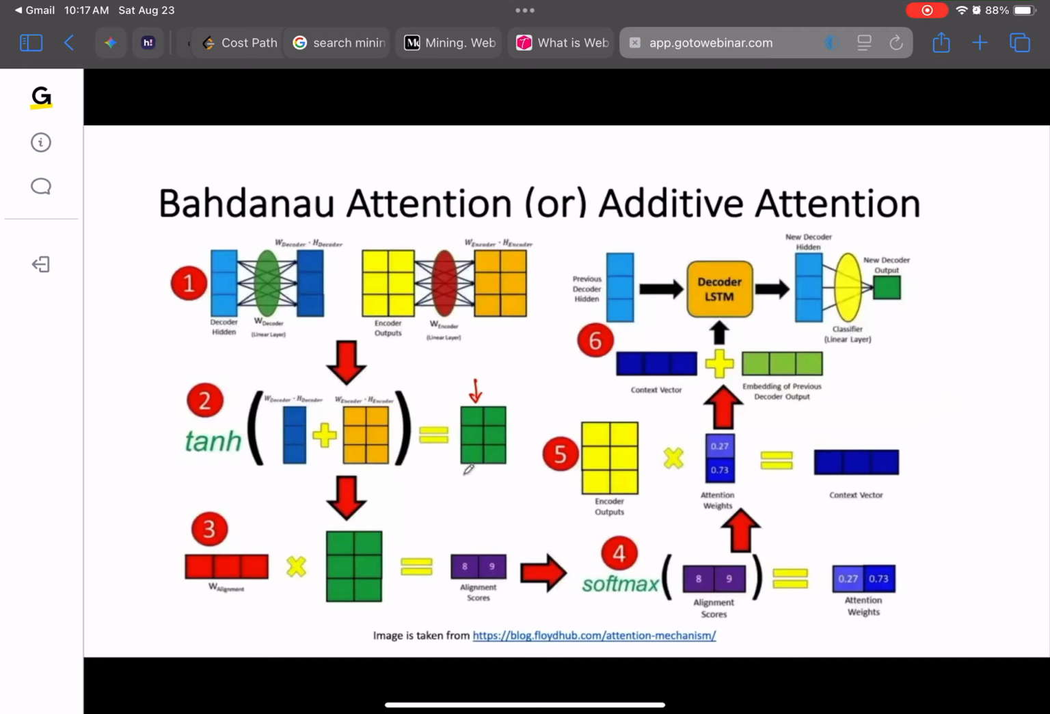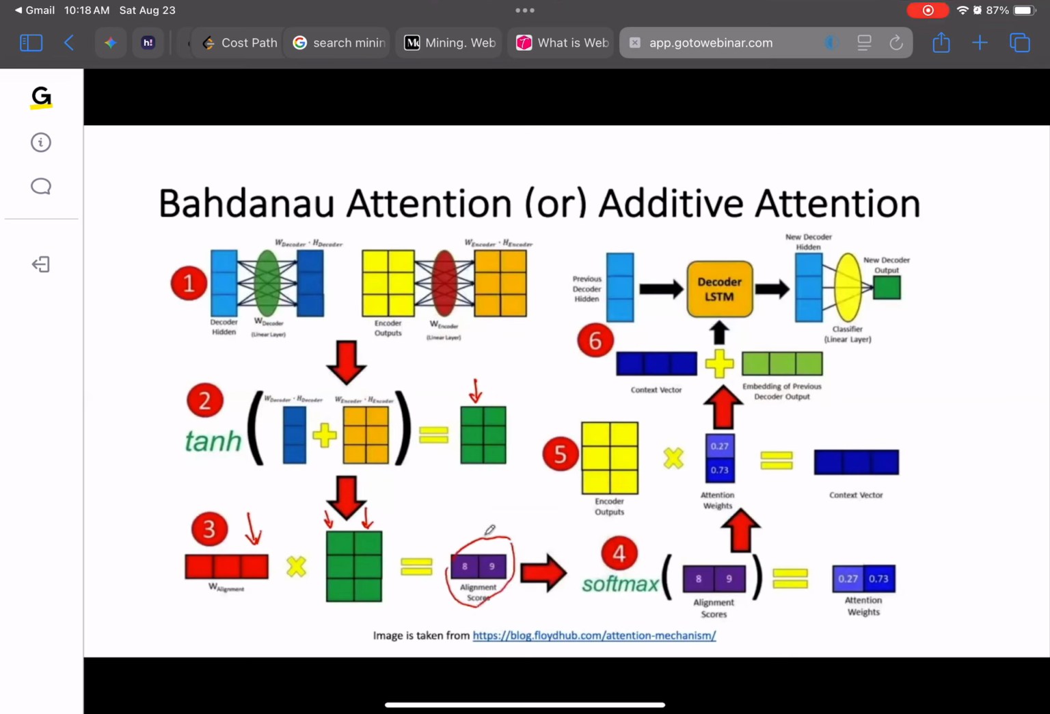Once we have that, we do another transformation, not exactly a linear transformation, but a dot product. We have this W alignment vector, which is a row vector. If we take the dot product of this and this column, we get one single scalar. Similarly, with the dot product of this with the next column, we get another scalar. These scalars that are generated are called the alignment scores.